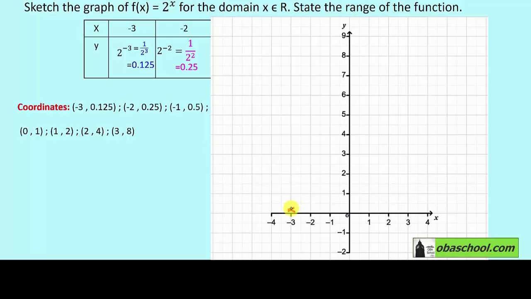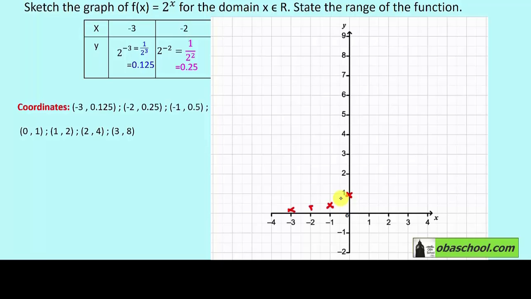Now the second point is -2, 0.25. -2 is on the x-axis and 0.25 on the y-axis, approximately here. The third point, -1, 0.5. -1 is on the x-axis and 0.5 on the y-axis. Here is the third point. Now 0, 1. 0 on the x-axis and 1 on the y, and this is the point.